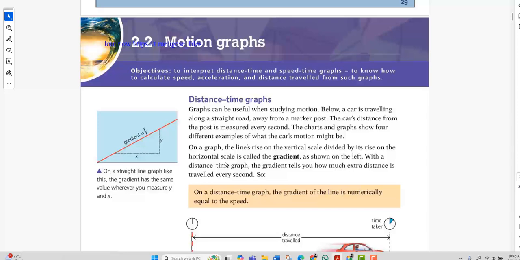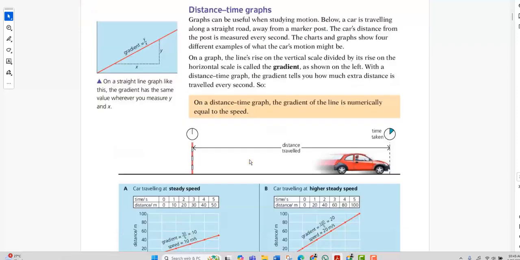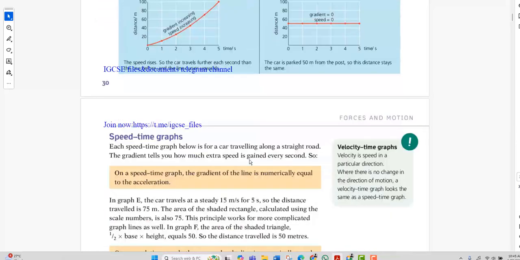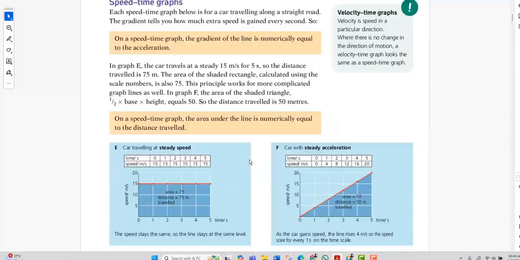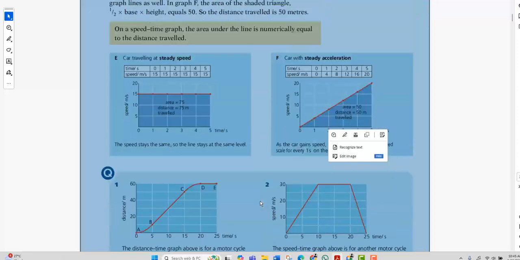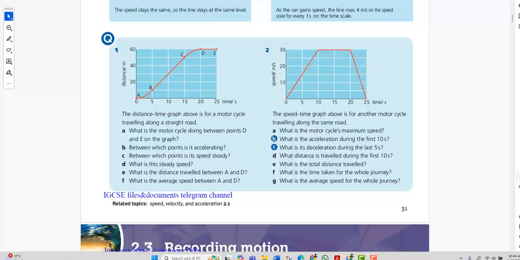So this is the motion graph, the distance time graph that we did last time. The gradient or the slope, we have discussed it, right? So that we have discussed last time. Speed time graph, again I have told you. For the steady acceleration, this is the situation that we have discussed today, and this is for the steady speed. So this is depicting uniform motion, and this is depicting non-uniform motion with a constant acceleration. Okay, now let's do this interesting question.